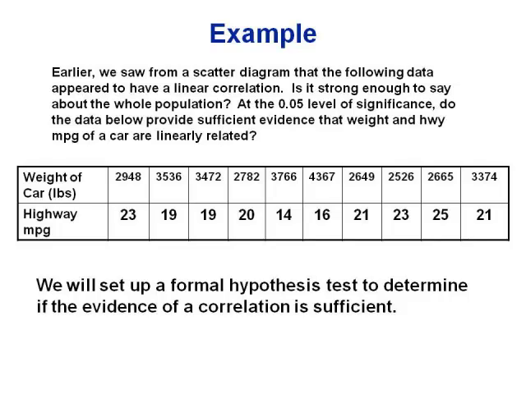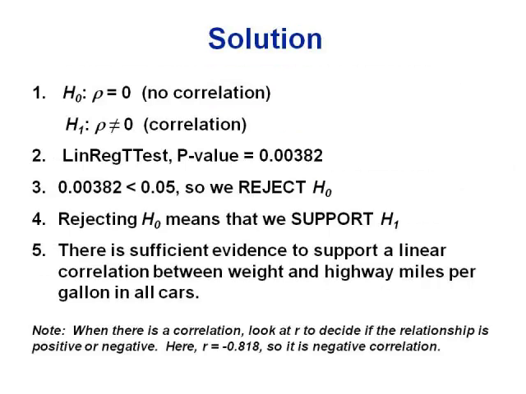So let's back up then and look at how to do that hypothesis test from start to finish. So at the 0.05 level of significance, we're going to set up the hypothesis test and determine whether there's enough evidence for a correlation between the weight of a car and its highway mileage per gallon. So first step is to set up your hypotheses. Our null is going to be that there's no correlation at all between the two, so rho equals 0. Our alternative is that there is a correlation one direction or another, so we'll just say not equal to 0.